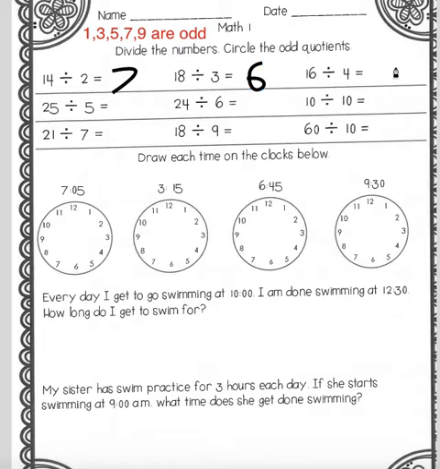So this time we're talking about 16 divided by 4. So our multiples of 4. Let's count by 4s. 4, 8, 12, 16. So 4 goes into 16 4 times. 16 divided by 4 equals 4.